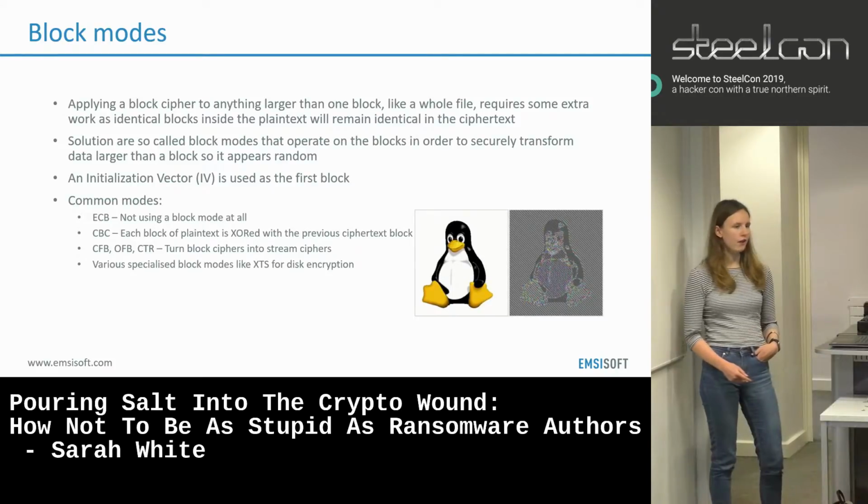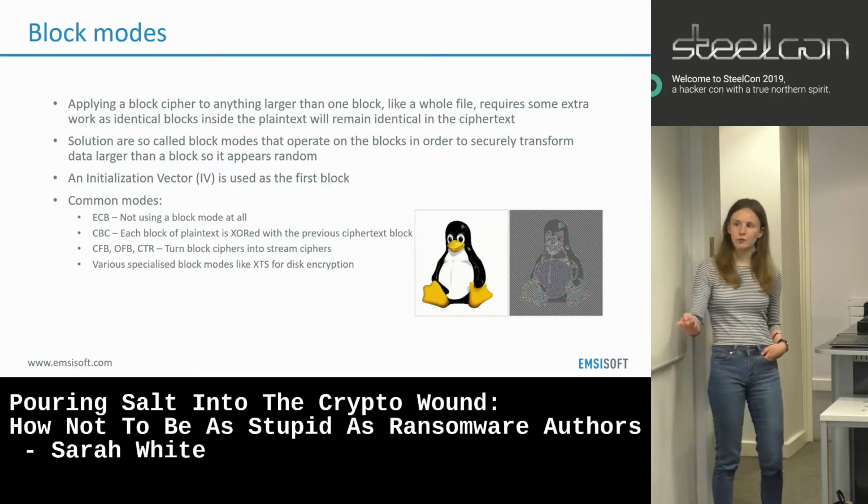However, block ciphers have one problem. If you encrypt each block using the same key, then identical content in the plaintext will be identical in the ciphertext. This then reveals structural information about the encrypted message.